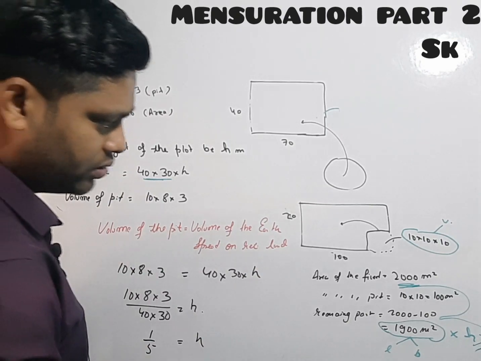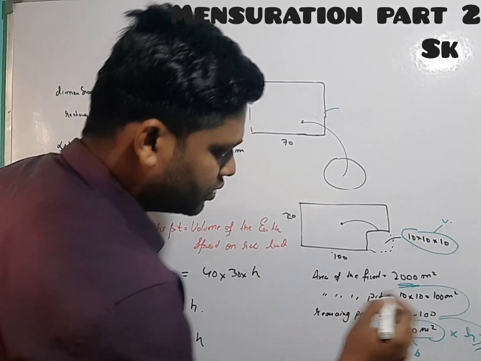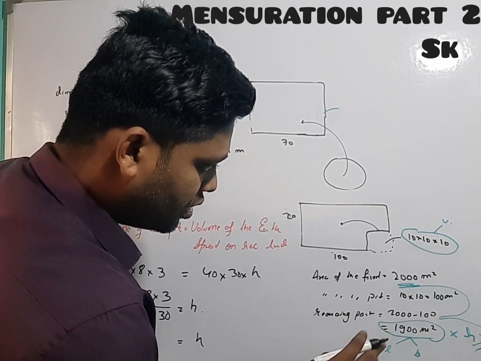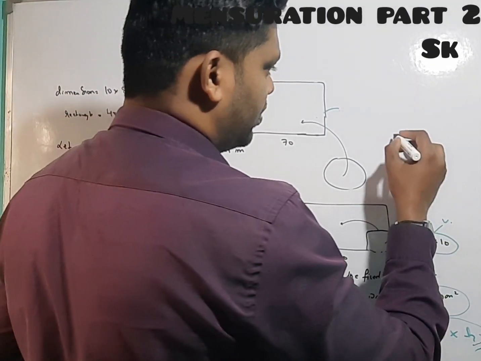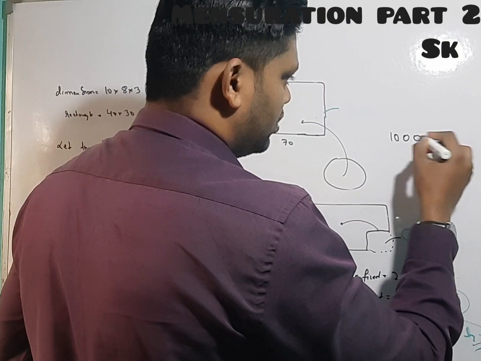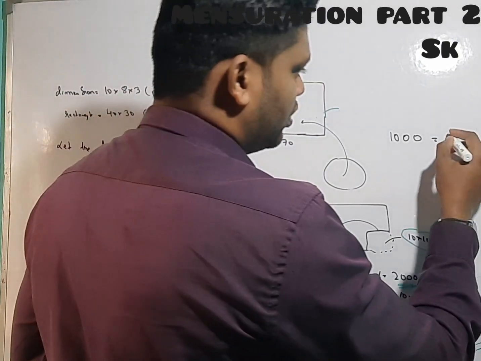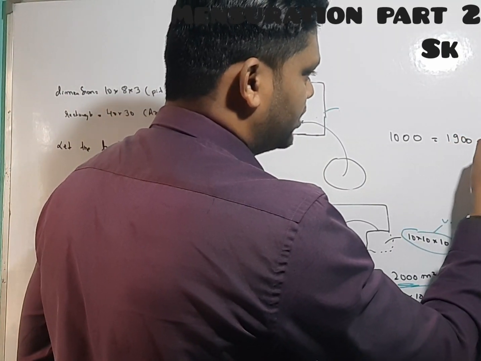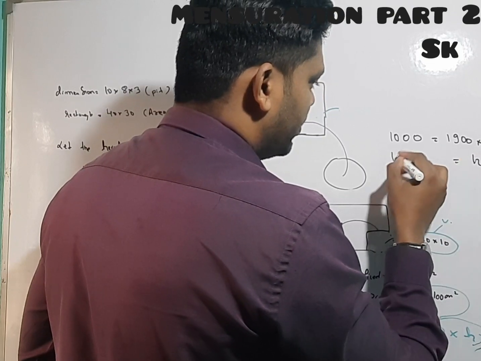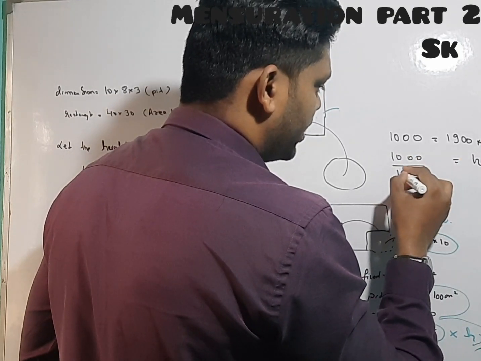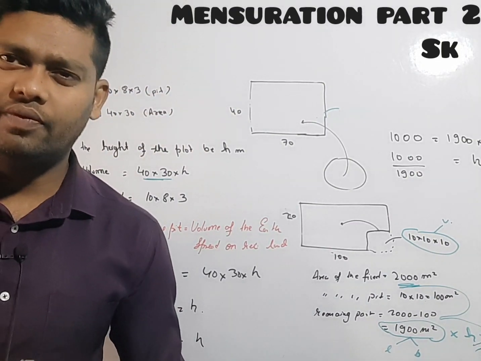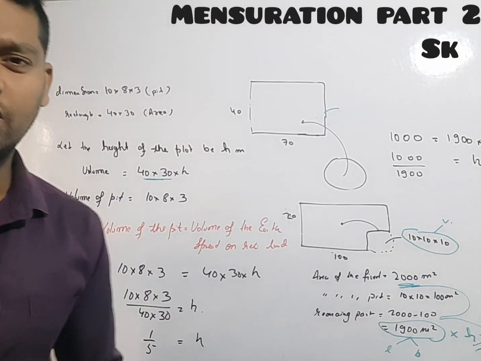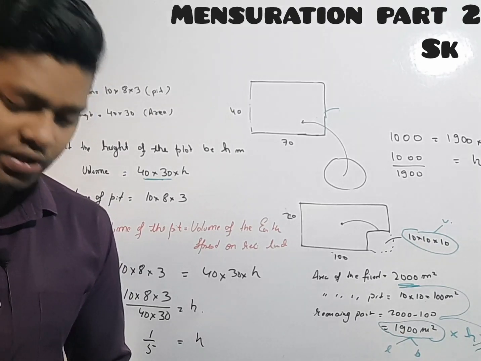So your h will be how much? What is the volume of the pit? Volume of the pit is 1000. So 1000 is equal to 1900 into h, so h is equal to 1000 by 1900. You will solve and get your answer, whatever the value is. If it is centimeter or meter, according to that you will do the conversion. Clear? Understood now?